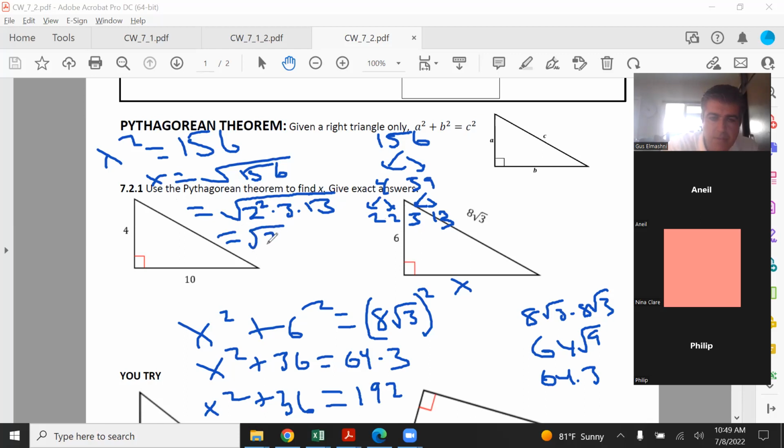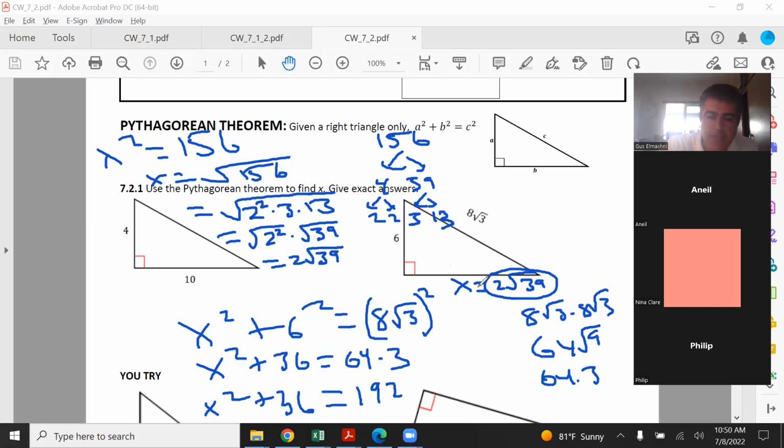So you have this. So you have 2 root 39. And that would be my answer for that leg. Yeah, it's interesting. I think the other one we had, 2 root 29. So anyway, it's kind of interesting.